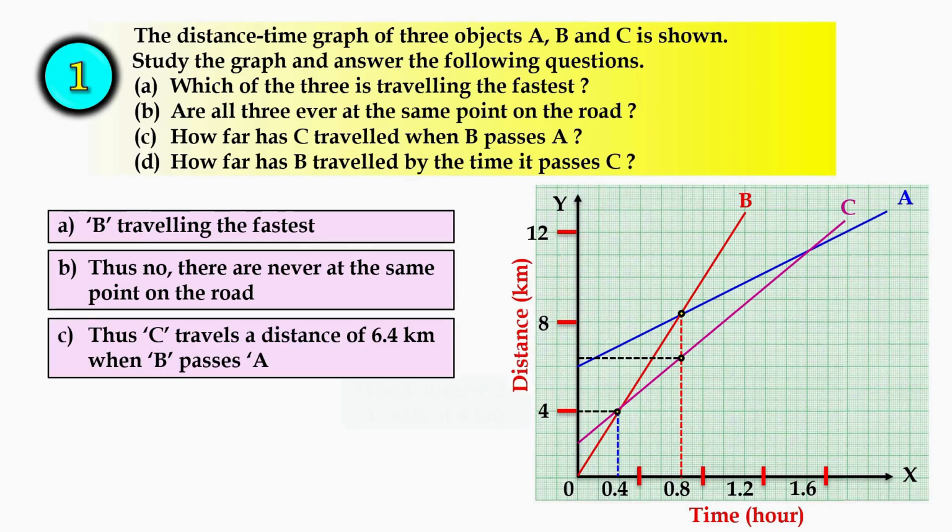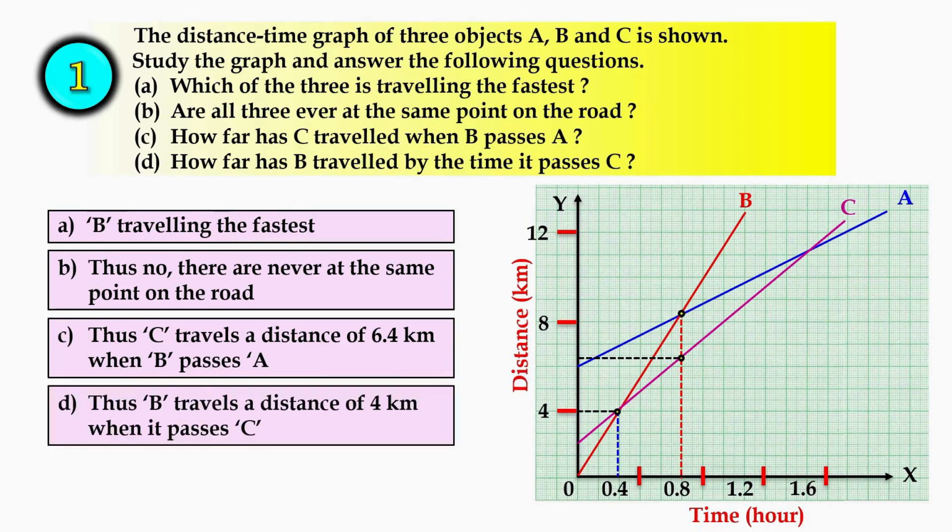Finally, we find how far B has traveled when it passes C. Locate the point where the lines of B and C intersect. Again, draw a horizontal line to the distance axis. From the graph, we observe that object B has traveled about 4 kilometers when it passes C.